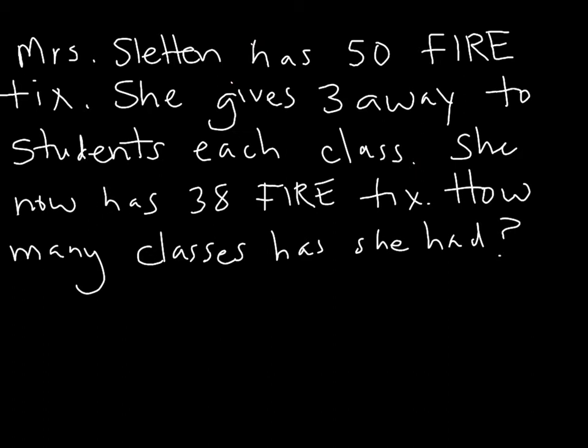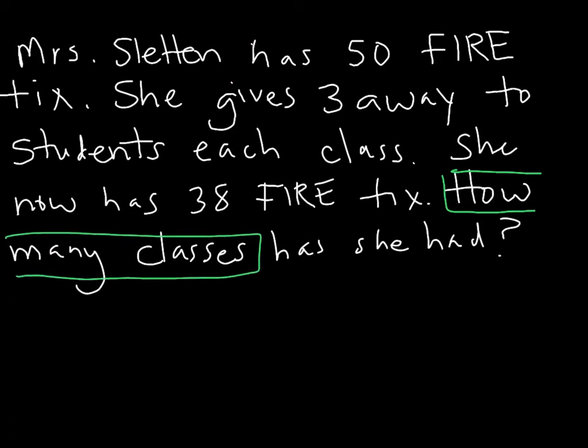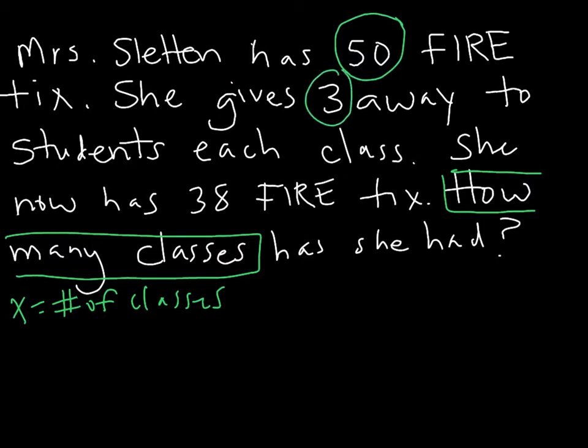So I'm going to start with the question and box it. How many classes? And remember, that's going to be my variable. So I'm going to write x equals number of classes. Then I'm going to go back through and circle my numbers. So Mrs. Sletton has 50 fire tickets. She gives 3 away to students each class. She now has 38.